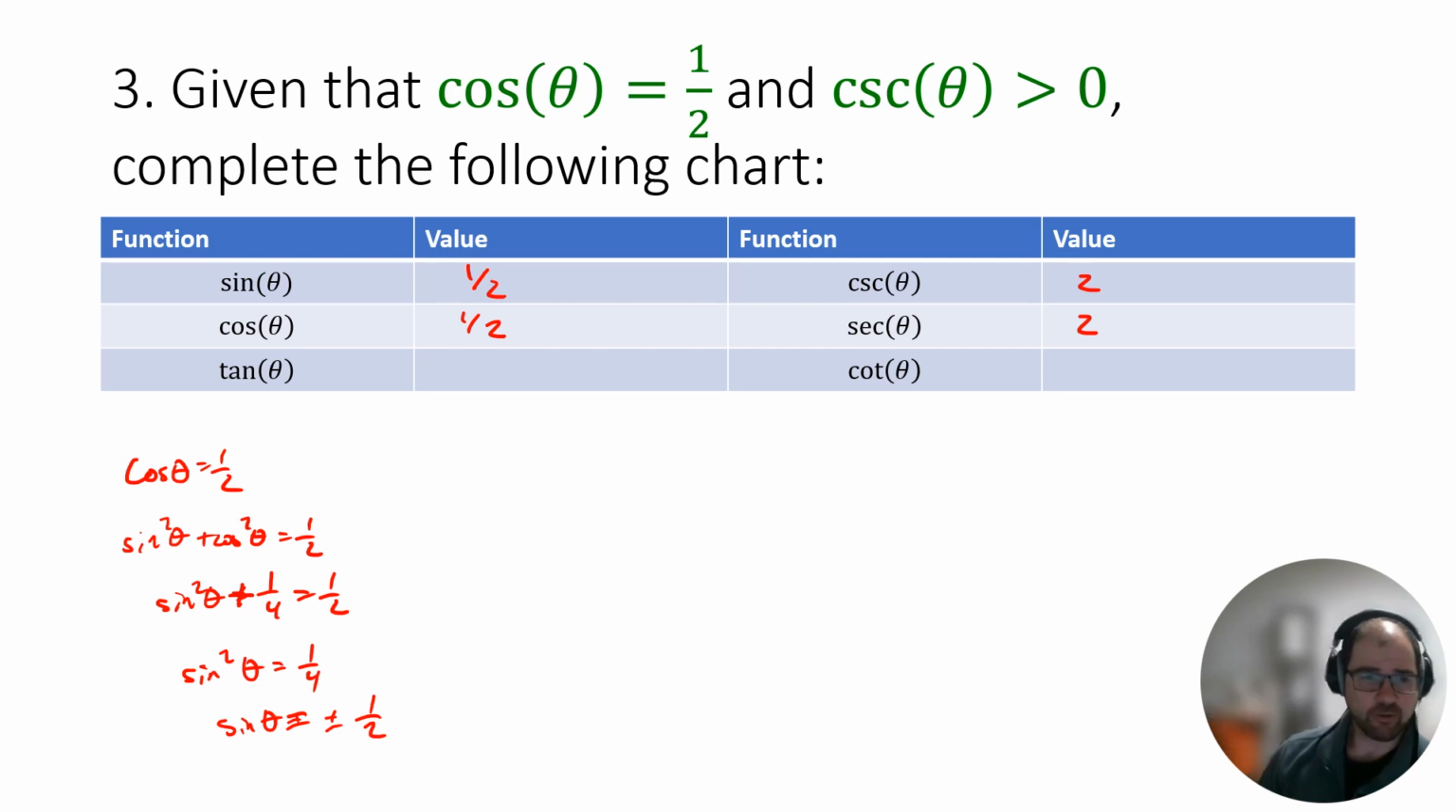Tangent is sine theta over cos theta. Since sine theta and cos theta are equal to each other, sine theta over cos theta is 1, and cotan, 1 over 1, is also 1.